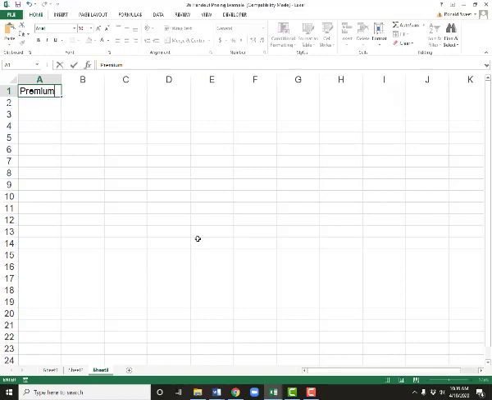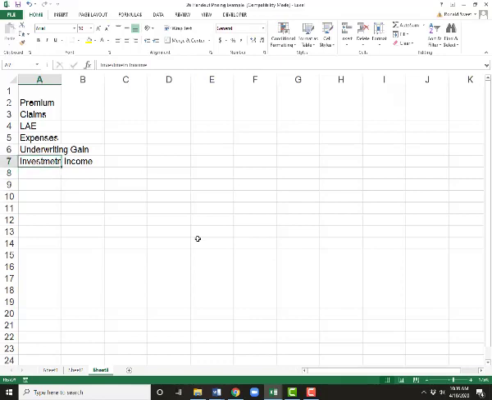So we got a premium, you got claims, LAE, expenses. That's going to give us an underwriting gain. We'll have investment income. We'll have net income after that. We'll have required capital. Required capital, I said it backwards. Excuse any typos.